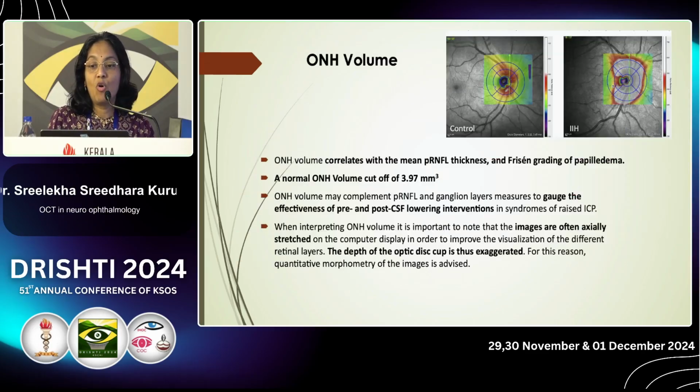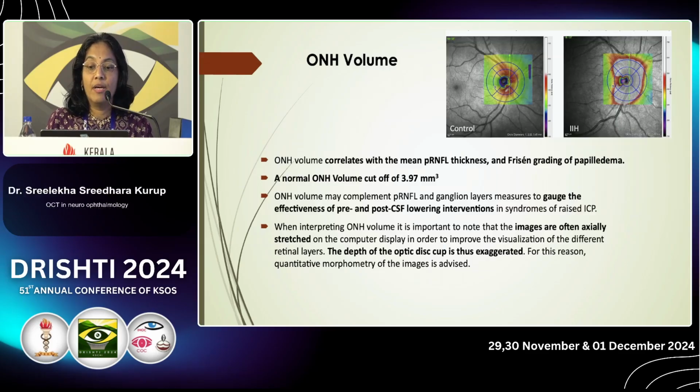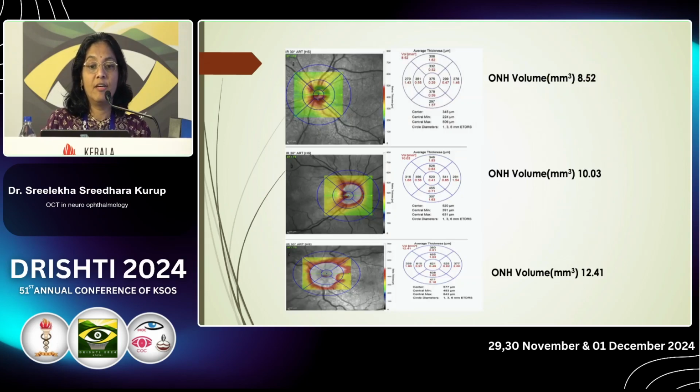Another parameter is the optic nerve head volume, and this volume has more correlation with the Frisén grade of papilledema, and a cutoff of 3.97 cubic millimeters is taken. And here this figure depicts increasing optic nerve head volume with increasing grades of papilledema.